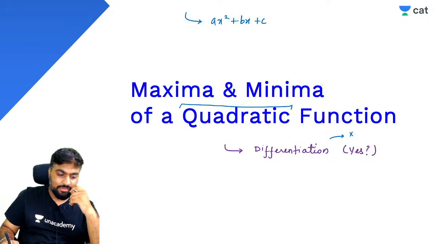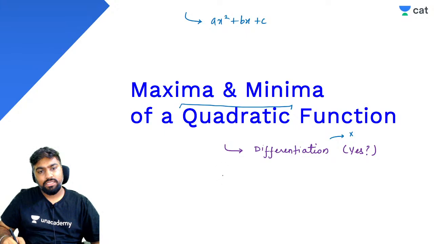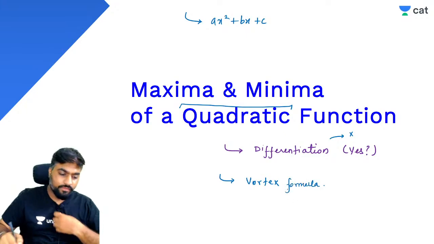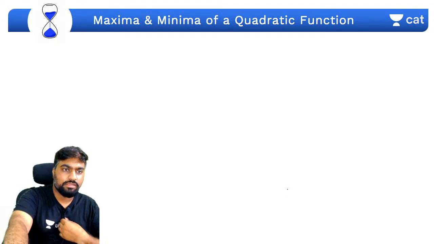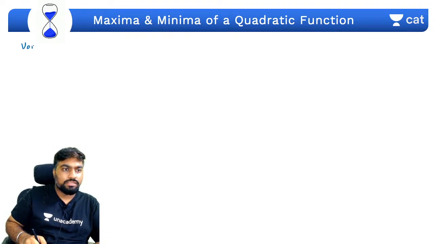Differentiation or derivation both mean the same. Both are the same, don't worry. So one method is differentiation. The other method is using something called the Vertex formula. Let me tell you how to do it with the help of the Vertex formula, because it's something that everybody will be able to understand.